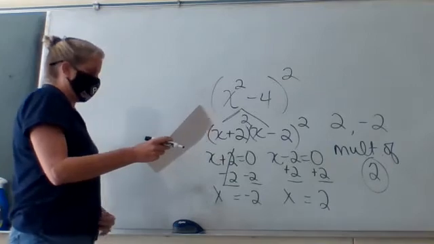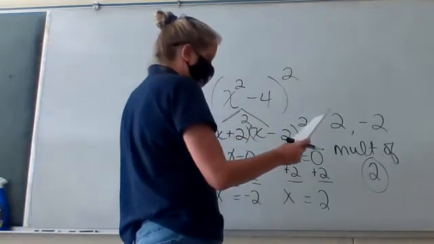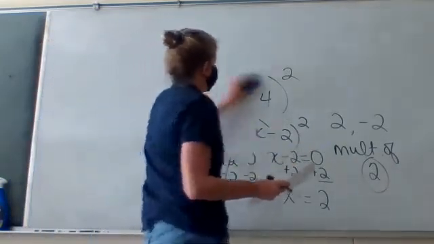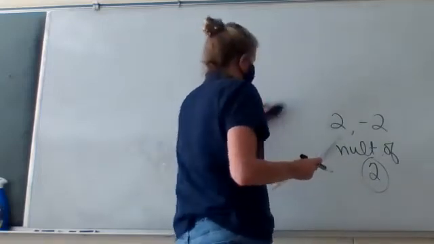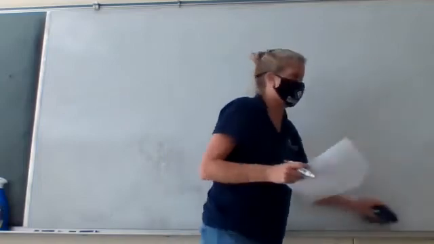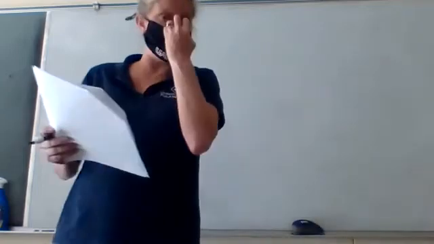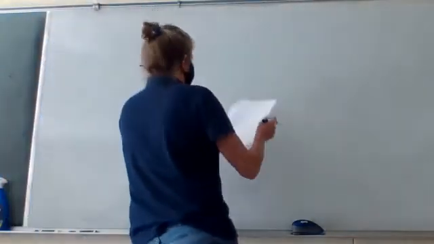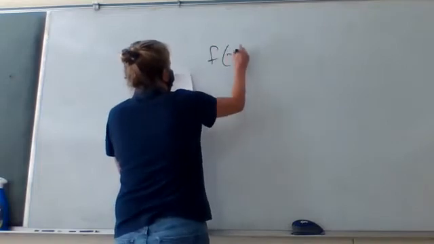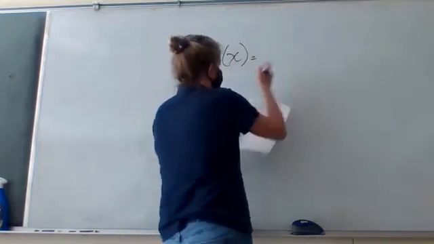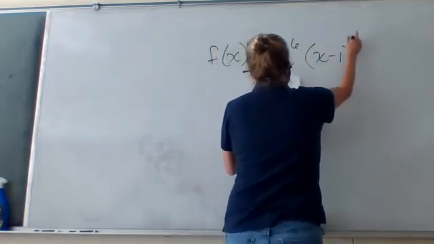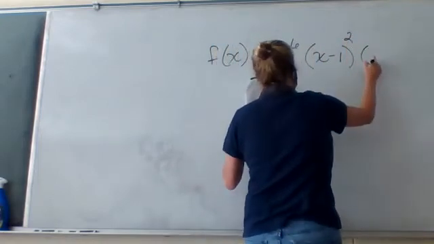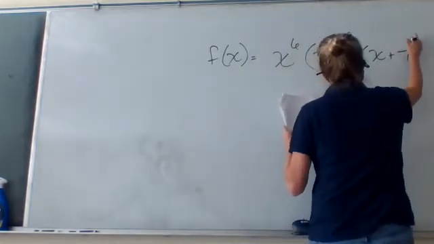Number 7 says find the zeros of the polynomial function and state the multiplicity of each. Again, the zeros are going to come from the factors, and the multiplicity is the exponent of each of the factors. So let's look at what our function is. F of x equals x to the 6th times (x minus 1) squared times (x plus 7).